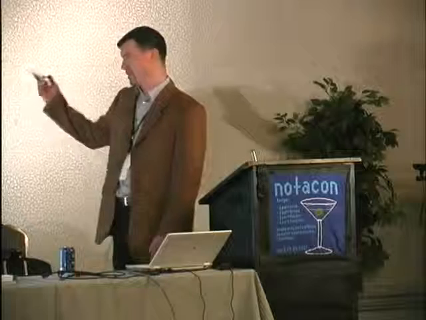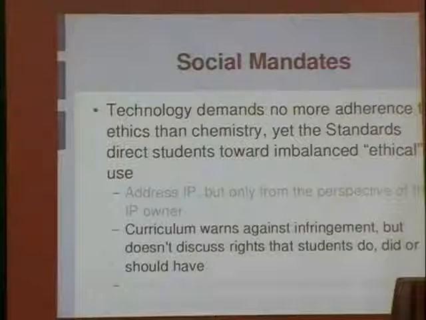The curriculum, as it's stated in the technology standards, warns against infringement, but it doesn't discuss the rights of the students, the ones that they should have or did have and have been taken away from us. The Mickey Mouse bill, sponsored by Sonny Bono, is the Copyright Term Extension Act, lobbied by Walt Disney. This was to protect their asset, basically Mickey Mouse, from expiring and going into the public domain. So now we have basically indefinite limits on copyrights.